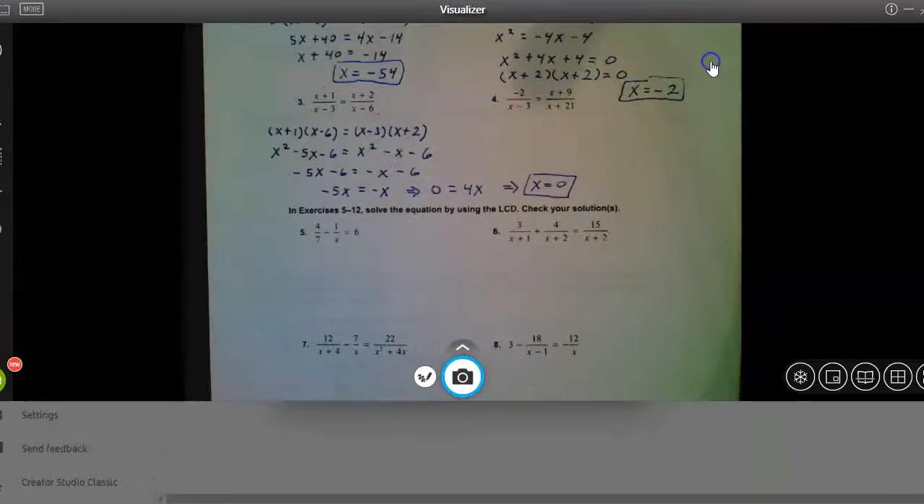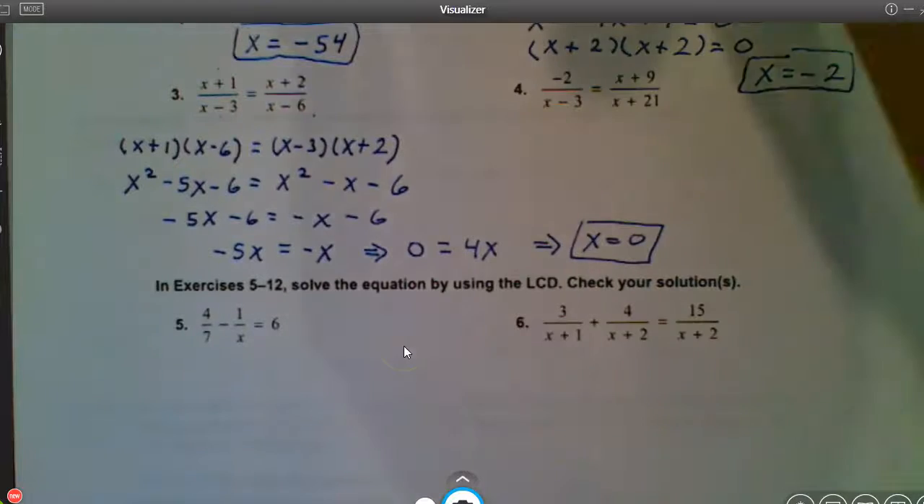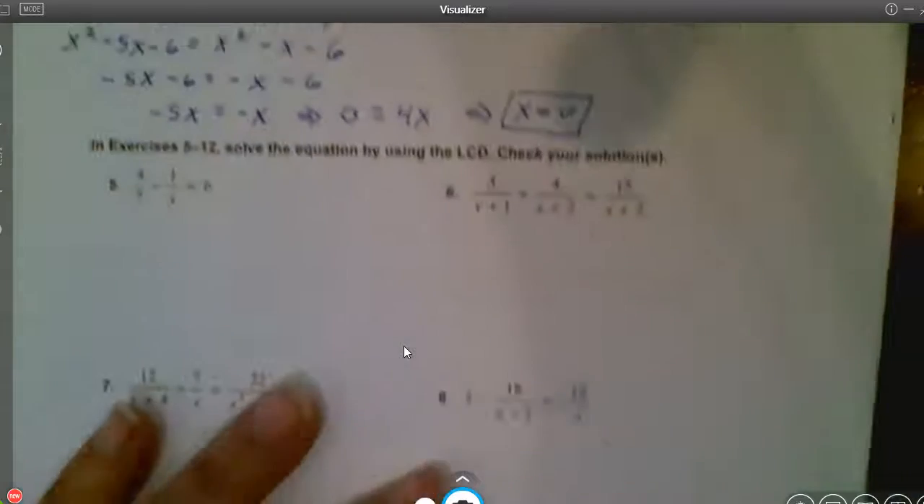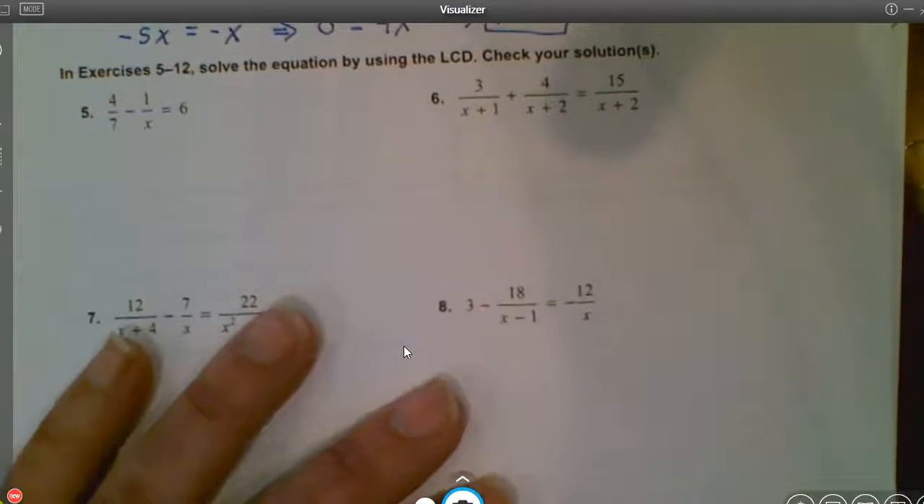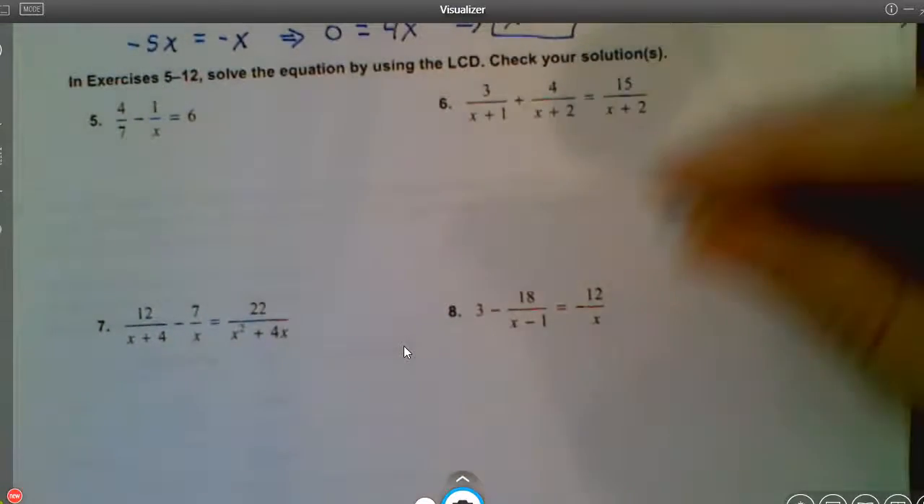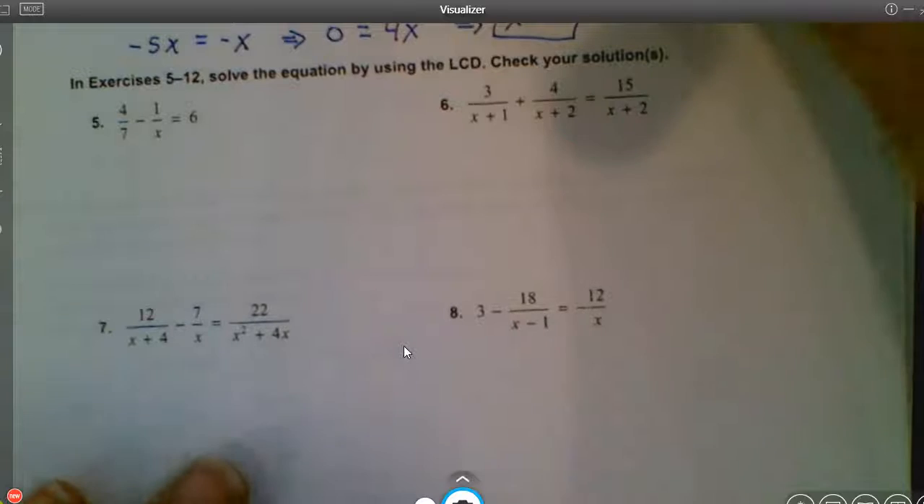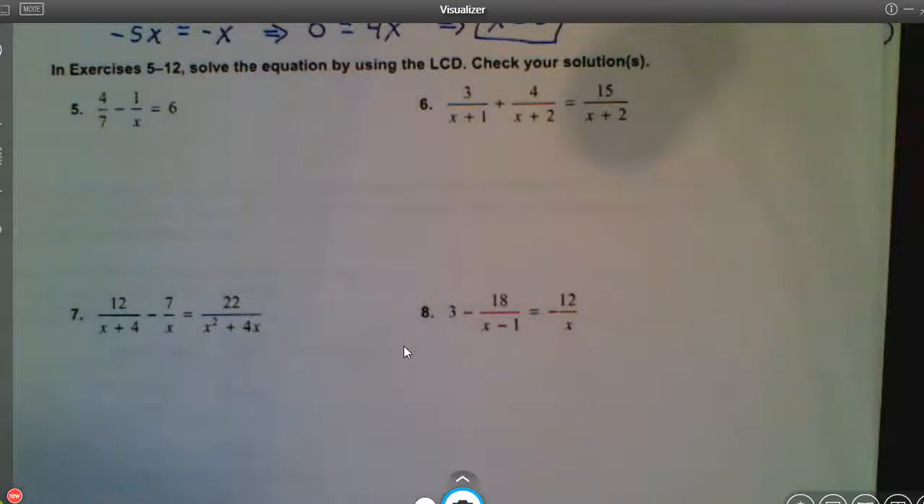All right, here we go. Final lesson of chapter 7. So this is 7.5 part 2. We are still solving equations. The difference now is it's not just two fractions, so we're not able to cross multiply like we were.